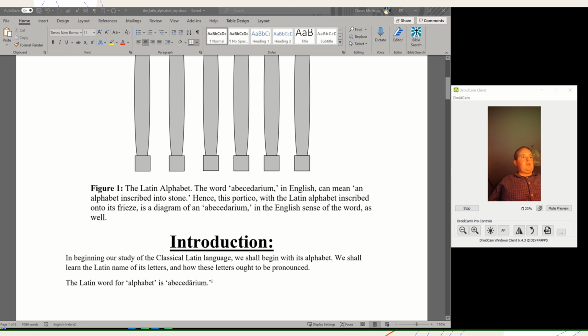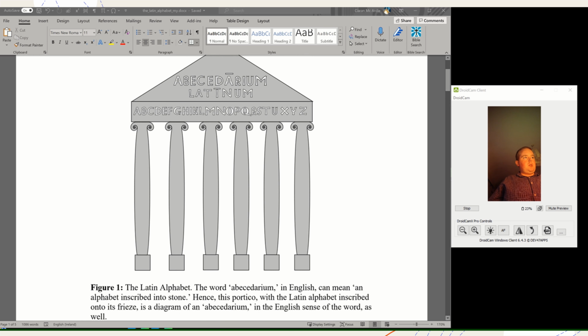So in English we have a lot of Latin words just brought in lock, stock and barrel. Abecedarium in Latin just means alphabet, but abecedarium in English usually means an alphabet inscribed into stone, which is what this is. It's inscribed into the frieze.